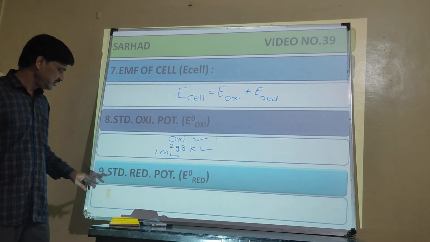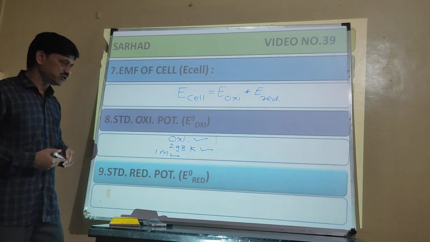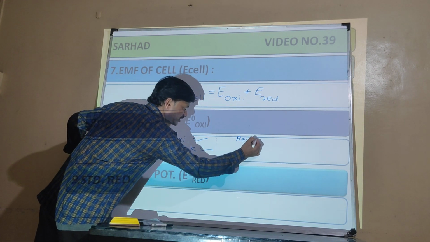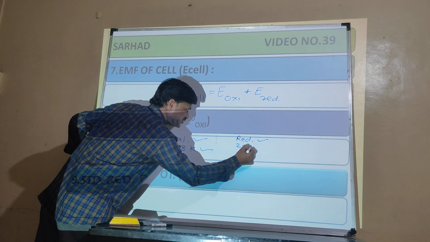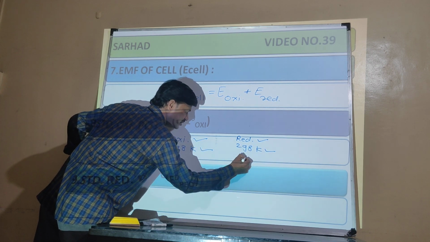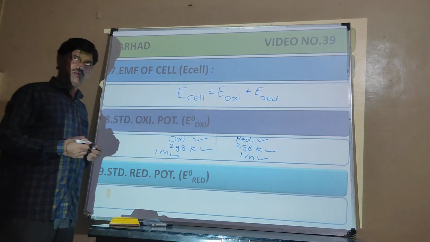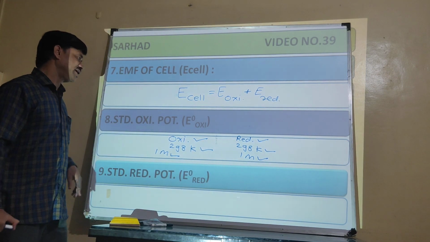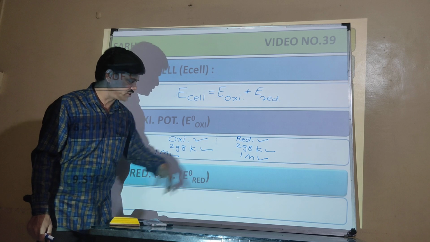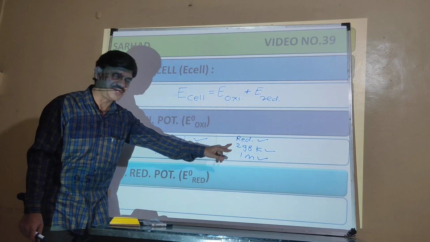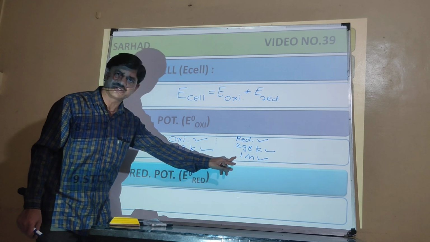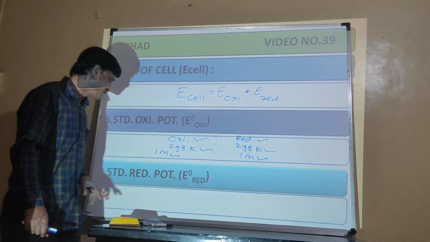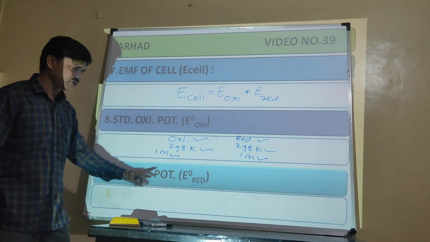So can you tell me what standard reduction potential means? Once again, the responsible factor is reduction. Temperature remains the same, 298 Kelvin. Molarity remains the same, 1 molar. So tell me the wording. Potential developed across an electrode due to which reaction? Reduction. At what temperature? 298 Kelvin. And what should be the concentration? Unit, or molarity should be unity. That is known as standard reduction potential.